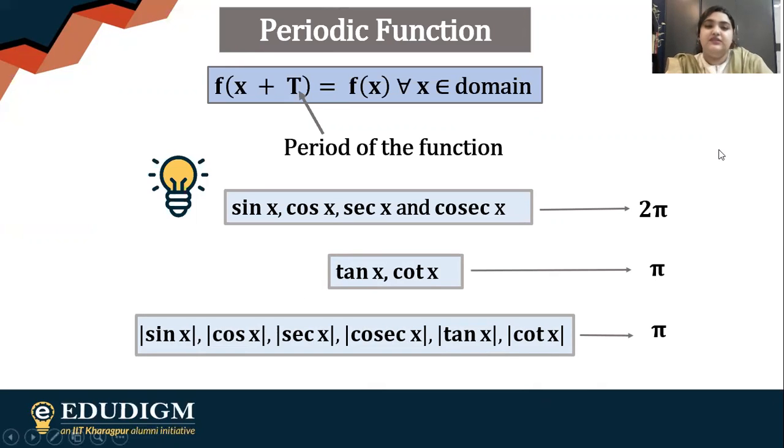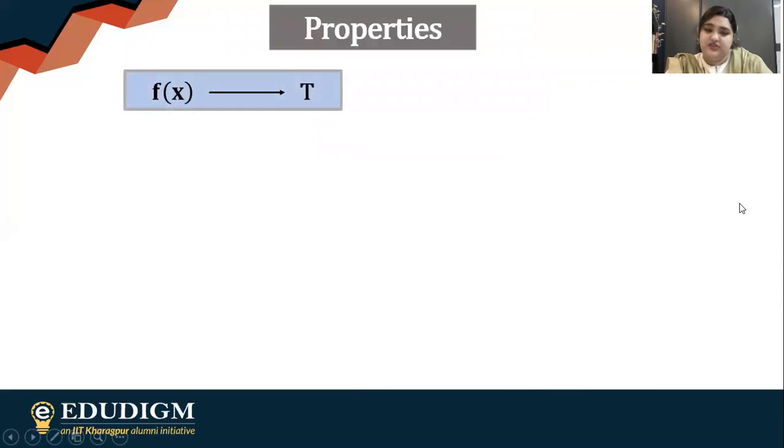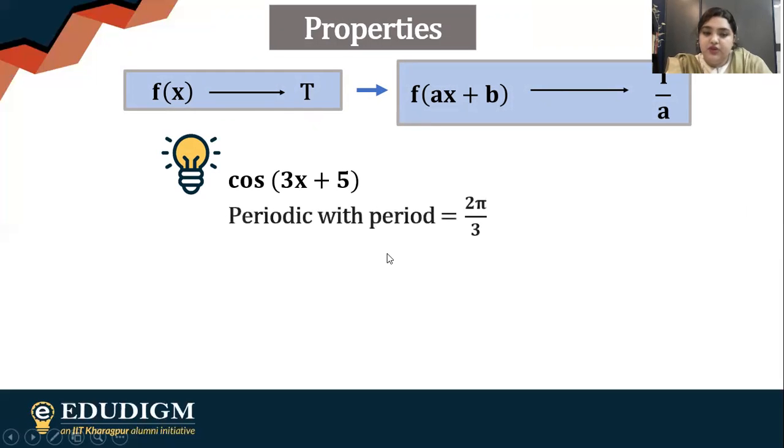Now that we understand the basic definition and some examples, let's talk about some basic properties. If you have any function f(x) which is periodic with period T, then f(ax + b) will also be periodic and the period of the function will be T by a. You know that cos x is a periodic function with periodicity 2 pi. So if I consider cos of 3x plus 5, this will also be periodic. And how will be the periodicity? Obviously, x is associated with 3 here, so if you look at the original ax plus b, this will be 2 pi by 3.